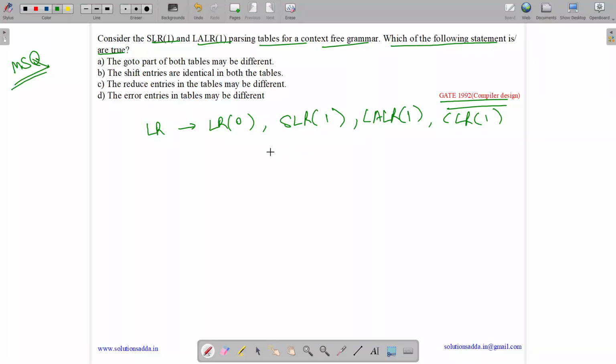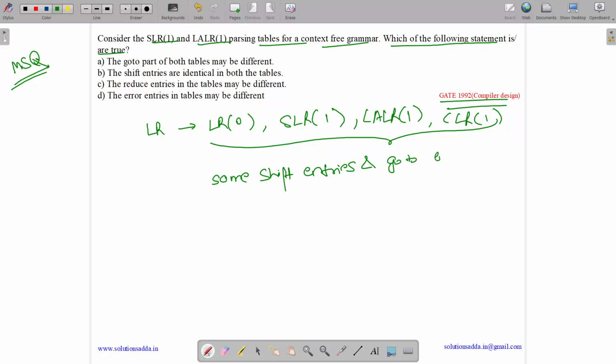So all the LR parsers differ in the placement of reduce moves. Okay, and the shift entries are the same for all of them. Shift moves are the same in all LR0, SLR1, LALR1 and CLR1 parsers. And even the goto entries are the same for all of them. They differ only in the reduce entries. Now let us see the reduce entries.